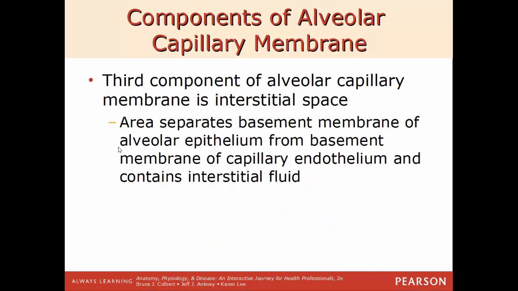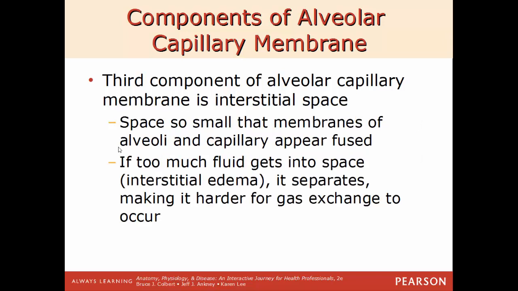All right, the third component of the alveolar capillary membrane is the interstitial space. Now this is the area that separates the basement membrane of the alveolar epithelium from the basement membrane of the capillary endothelium, and will contain the interstitial fluid, the fluid in between physical tissue. Now this space is very, very small, so small that the membranes of the alveoli and the capillary appear to be fused together. So this is a very small potential space between the two. Now if too much fluid gets into this space, you'll get interstitial edema, and those membranes will separate, and it'll make it harder for gases to actually be exchanged.